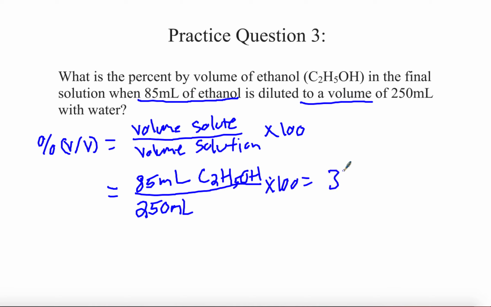And that's going to give us roughly 34%. So if I have 85 milliliters of ethanol, and I dilute that to 250 milliliters, my solution is going to be 34% ethanol. Okay. So you've seen other examples of this, like with vinegar. A lot of vinegar at home is around 5%. So that tells me that the vinegar, acetic acid, 5% of what we're actually using for salads and stuff, 5% of that is actually acid. The other 95% is going to be water. So that's how percent by volume gives you more information.